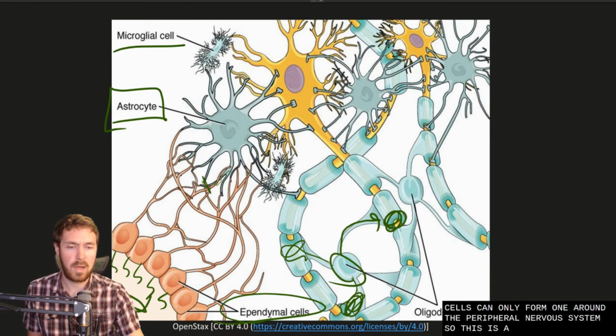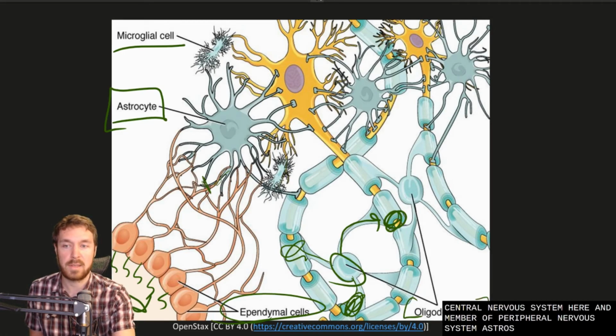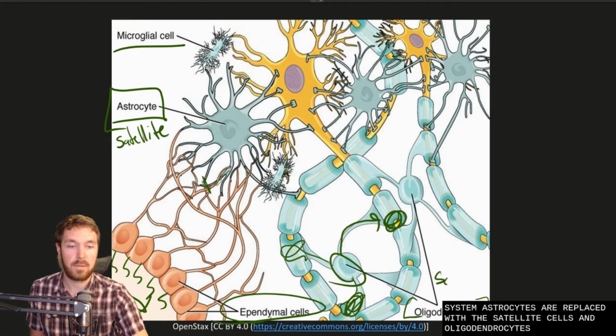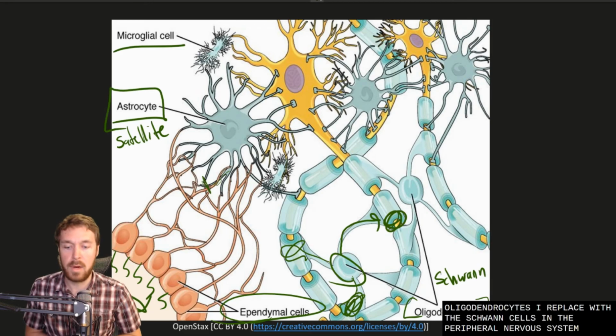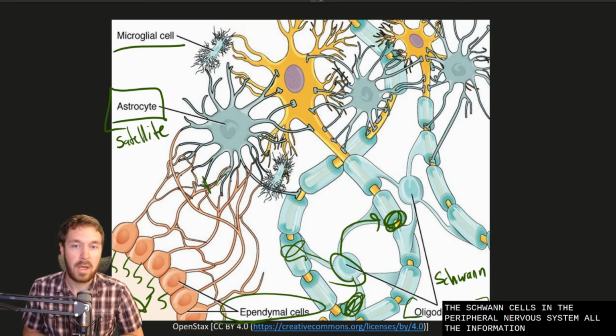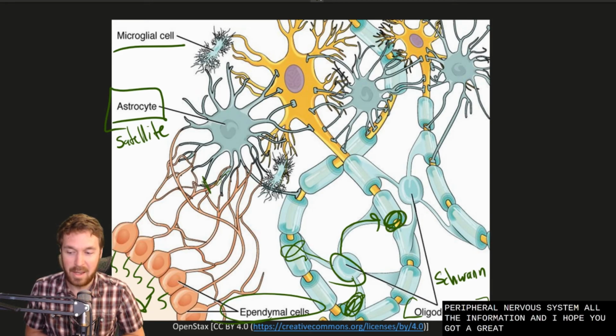So this is a summary of the central nervous system here. Remember, in the peripheral nervous system, astrocytes are replaced with the satellite cells, and oligodendrocytes are replaced with the Schwann cells. So I hope this was a quick, brief summary of all the information, and I hope you got a great take-home message, and I hope you all have a great day.